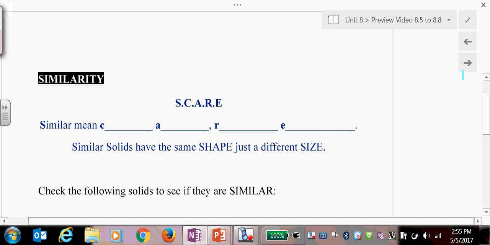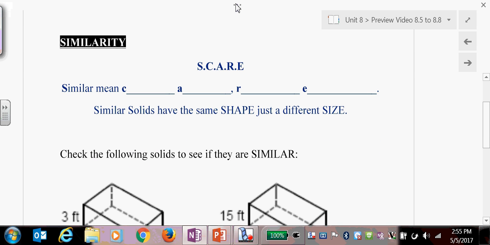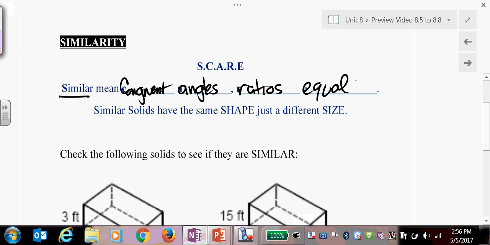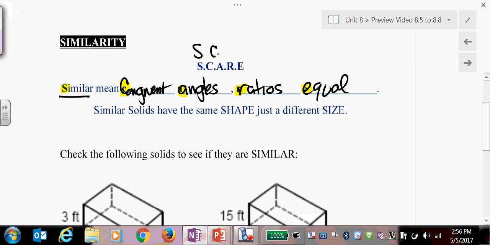Let's check on here. Now we're going to do another review, concept of similarity. And similarity means this. Copy this down. Similarity means things that have congruent angles and ratios equal. Congruent, similarity means congruent angles, ratios equal.